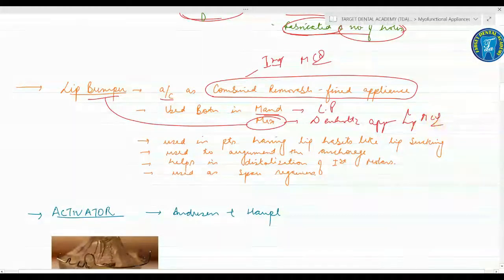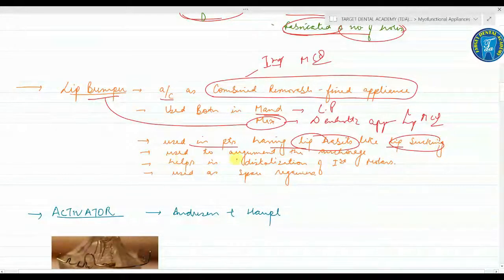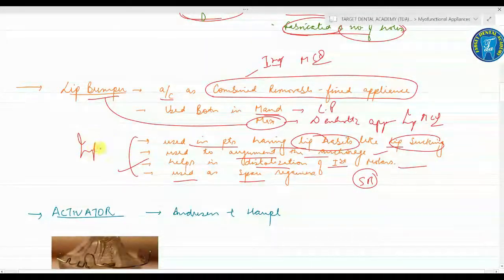MCQ. The lip bumper is used in patients having a lip habit like lip sucking. It is used to augment the anchorage. Also it helps in distalization of the first molars, and it is also used as a space regainer. Important.